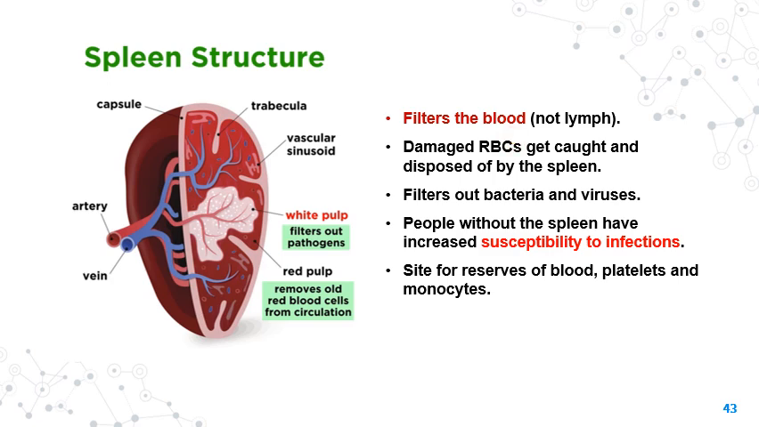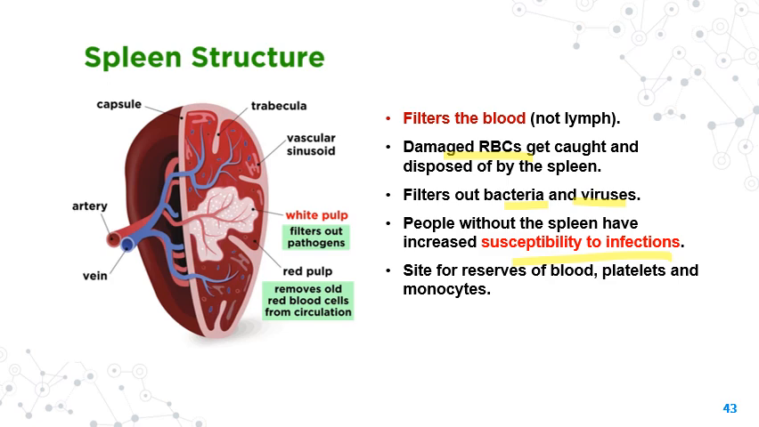Damaged red blood cells are disposed of in the spleen. If you have bacteria or viruses in the blood, they get trapped in the spleen. If for some reason you don't have your spleen, then you're more susceptible to infections, like bacterial or viral infections, although the rest of your immune system and your lymph nodes should take care of that, but you are more susceptible to infections.